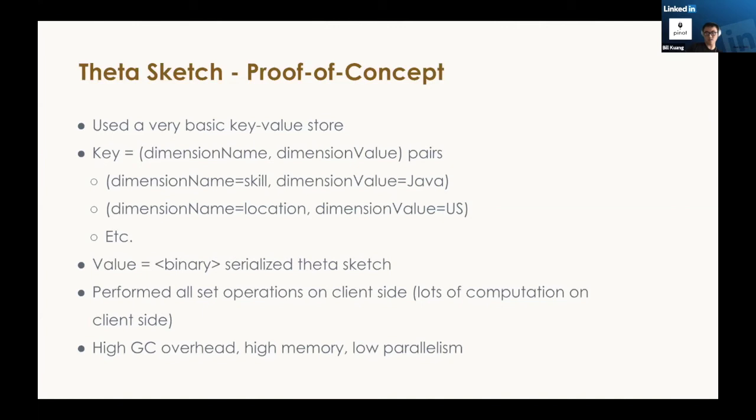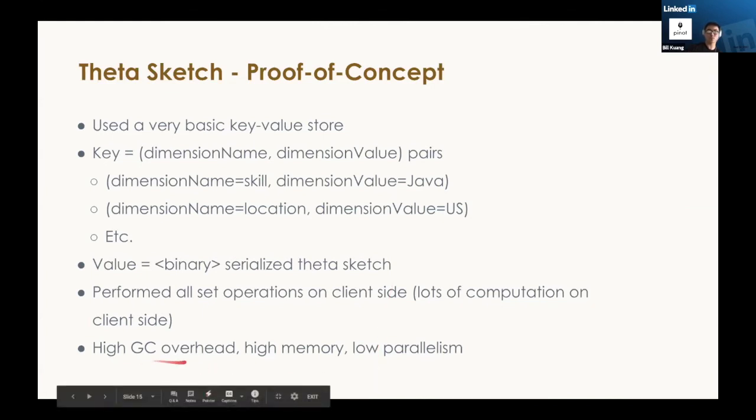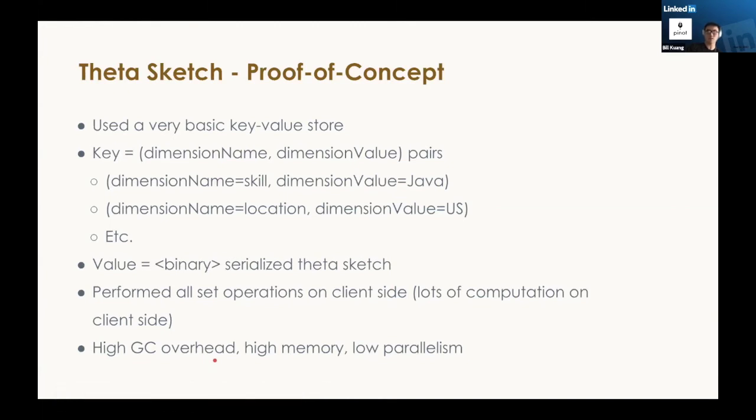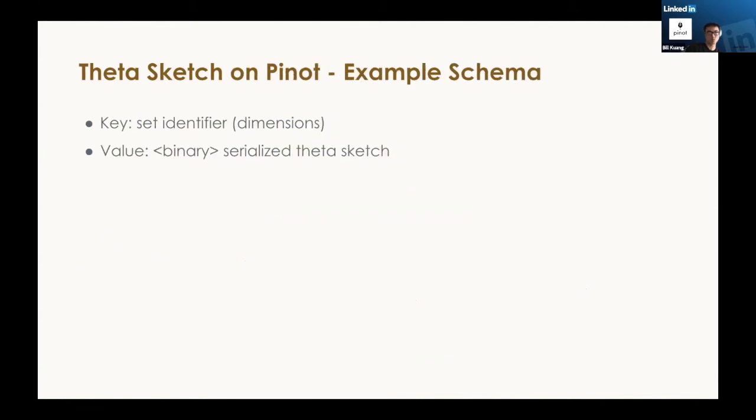The performance wasn't really that great, which is why Pinot comes into the picture. Pinot is perfect for this sort of computation. On the client side, we had super high GC overhead, super high memory, a lot of computation there, and very low parallelism, which was a huge problem for us, and which brings us to why Pinot is perfect for our particular use case.